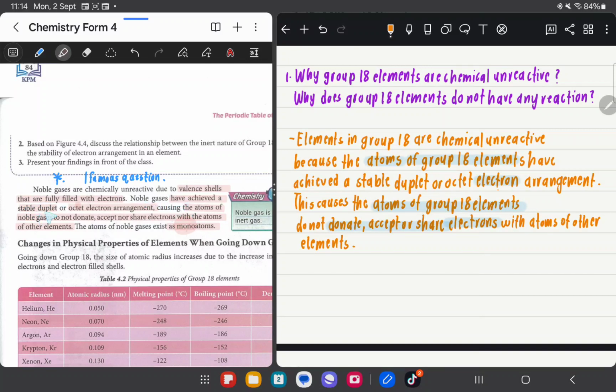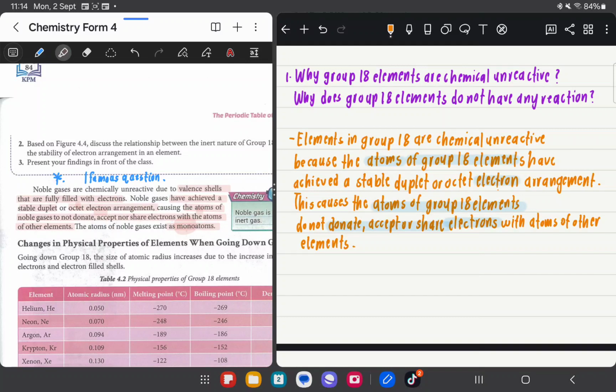Noble gas have achieved a stable duplet electron arrangement, causing the atom. You see, you're talking about electron here and you have the word atoms here. They are interconnected, but I like to put them separately. So my first sentence I would say: the atoms of group 18 elements already achieve a stable duplet or octet electron arrangement. Thus, it causes the atoms of group 18 elements to not donate, accept or share electrons with atoms of other elements. Understand? I remember it like that.